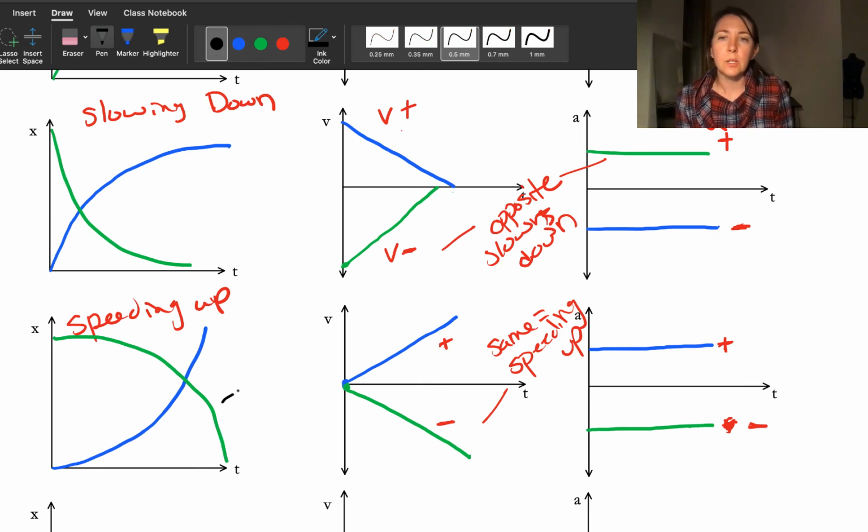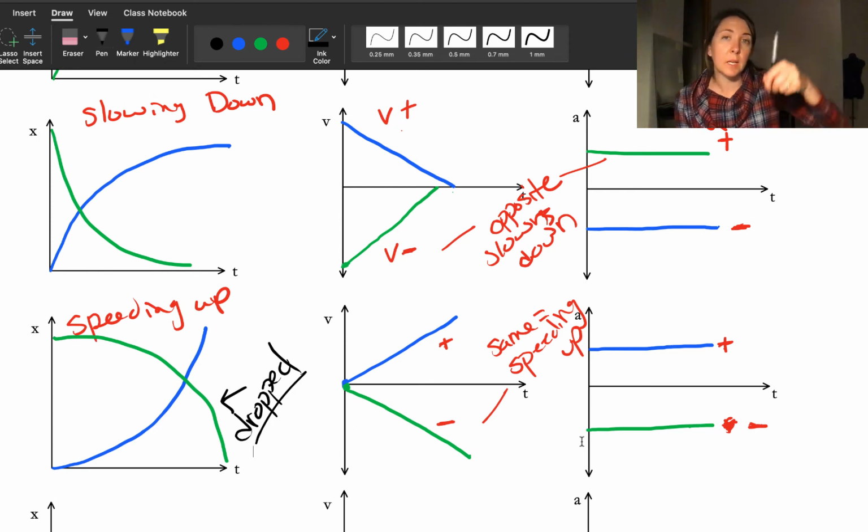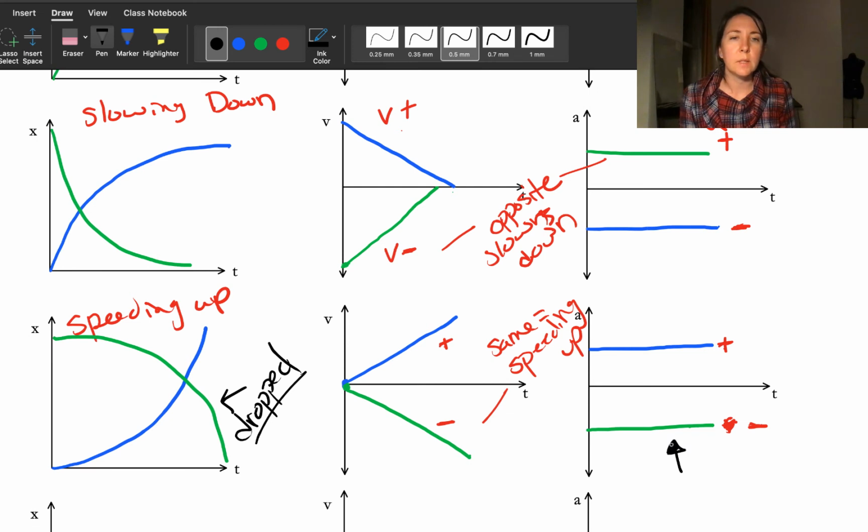This green line here represents an object that would be dropped. Because the acceleration due to gravity is constant and negative, it's always pulling things downward. We get this constant negative acceleration where the velocity increases in the negative direction. So if you're ever asked to graph the position versus time graph of something that's dropped, it will look like this. The velocity versus time graph for that will be this green one. And then the acceleration is here, where this would be at negative 10 meters per second squared.